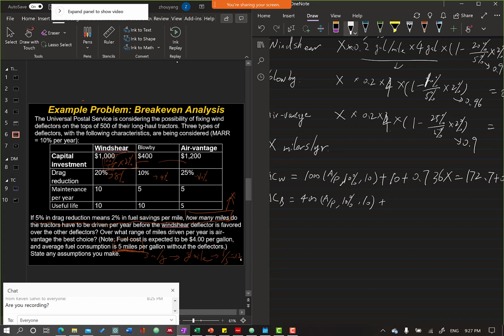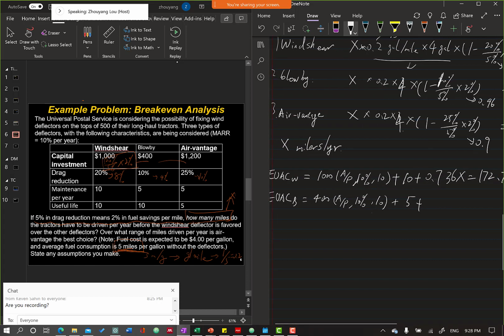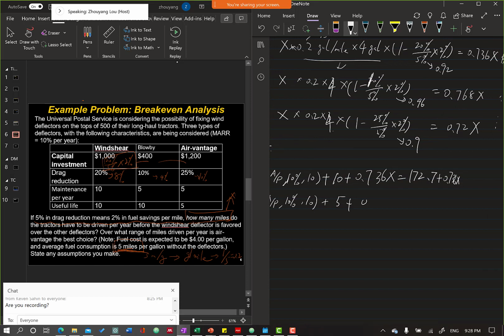And the maintenance per year, that's 5. It's already in annual worth. And then the fuel costs, 0.768x. So we have 7.08 plus 0.768x.